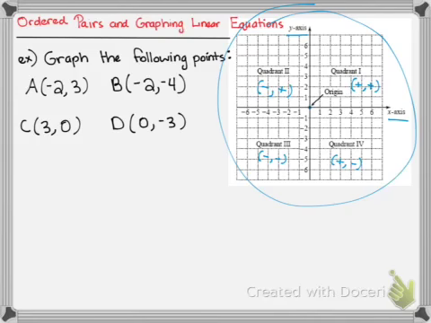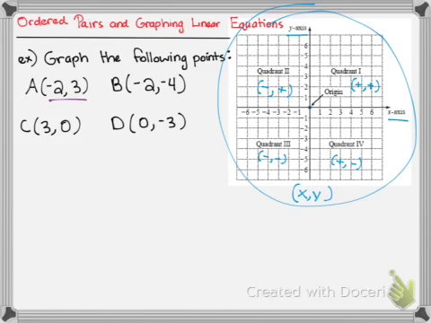And I know I didn't specifically state this, but our coordinates are always in xy form. So the x value is always the first value. So let's go ahead and see if we can graph some of these coordinates. So let's look at the first one. A is at -2, 3.